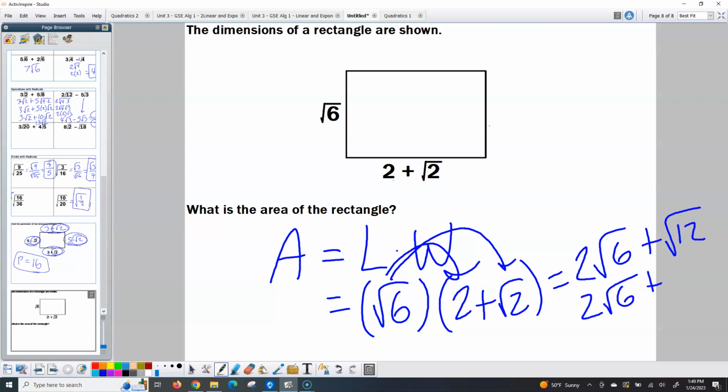That would be, after some simplifying, 2 square root of 3. You change 12 into 4 times 3. And then I think that's going to be your final answer.